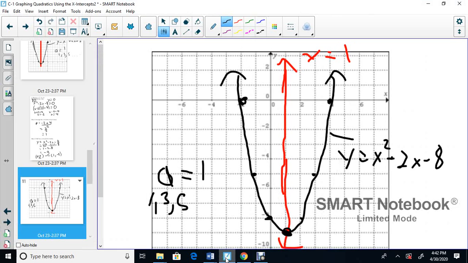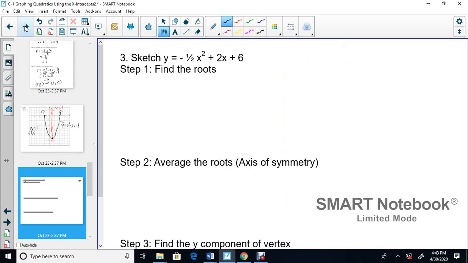Okay, again, in the next video I'll do the next one. So we'll skip over here, and we're going to do this one with the negative half x. We'll learn how to do that.